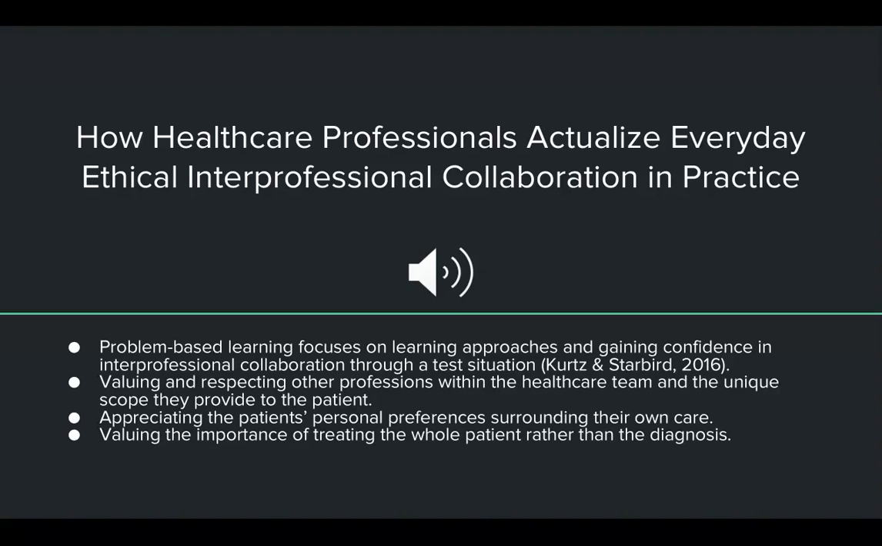And also, we need to value the importance of treating the whole patient rather than the diagnosis. So this means treating the patient mentally, physically, and emotionally, and being open to the patient's values, and making sure that we work together as a team to provide patient-centered care as a whole rather than just treating a diagnosis.